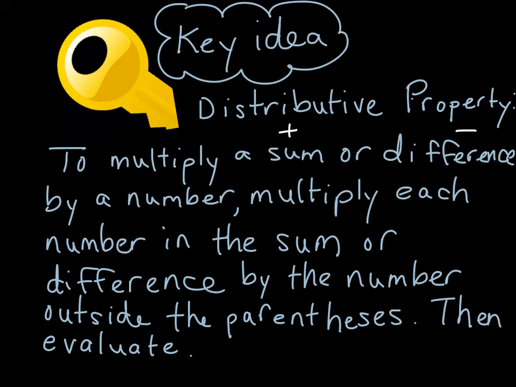The key idea here for the distributive property is to multiply a sum, remember that's a keyword for addition, or a difference, which is key for subtraction, by a number. You can multiply each number in the sum or the difference by the number outside the parentheses and then evaluate. And we're going to take a look at what that means in both number form and algebra form here in just a second.